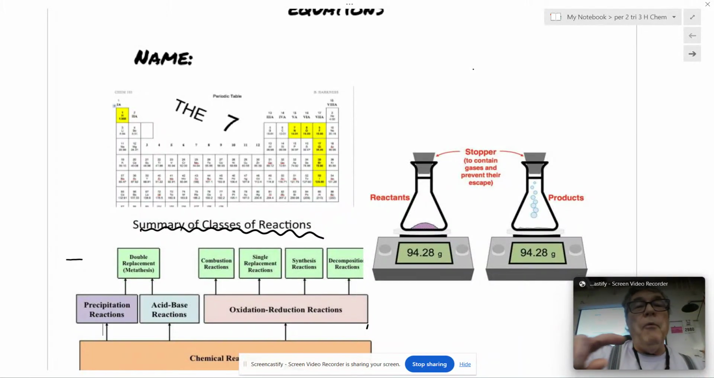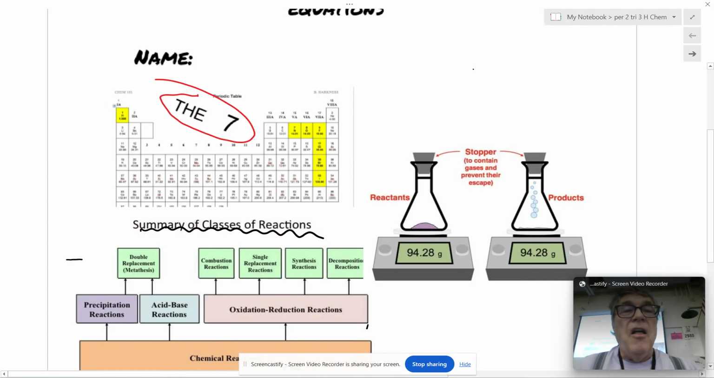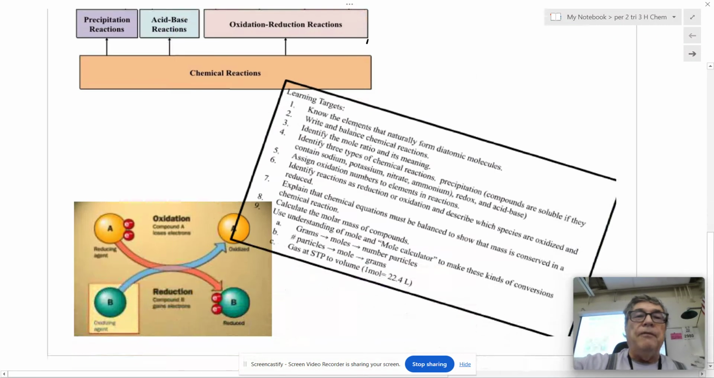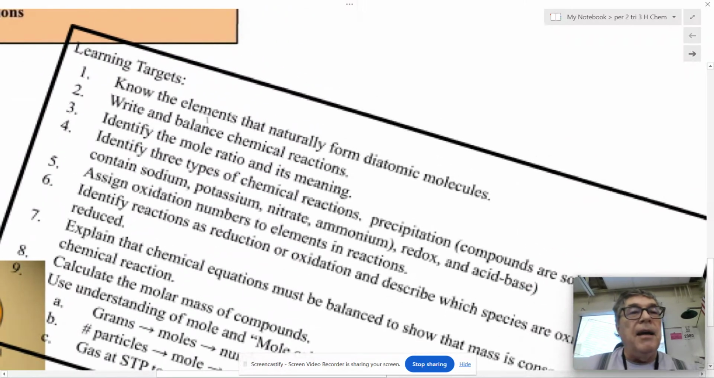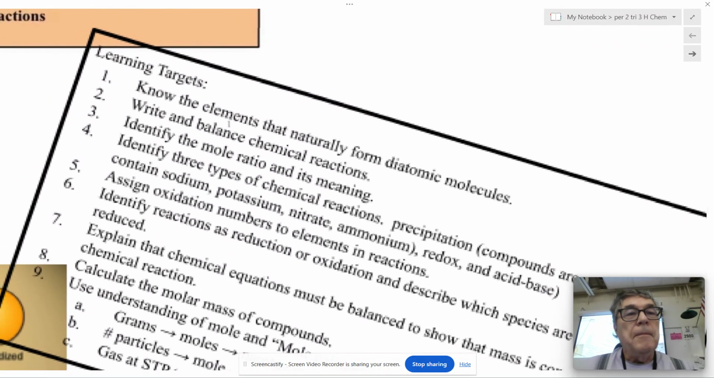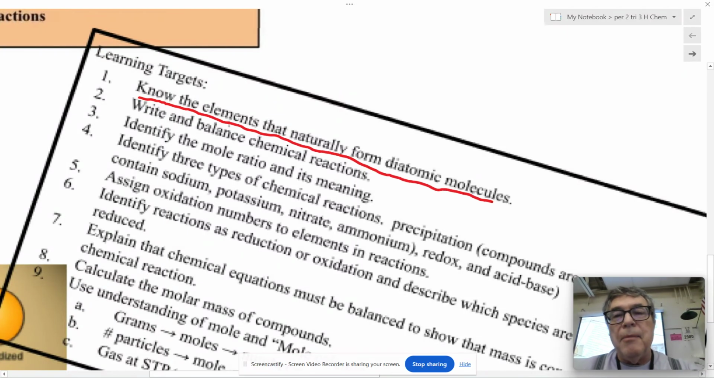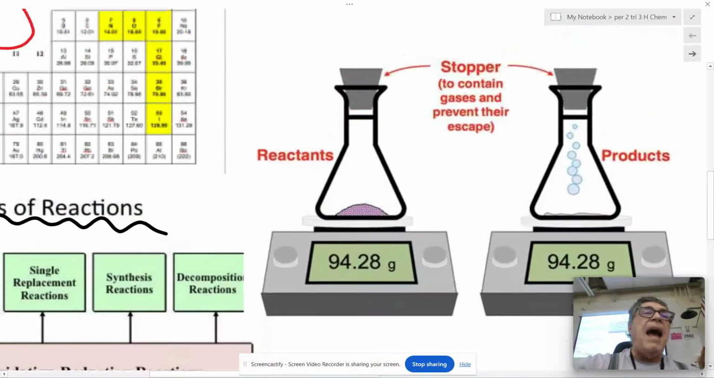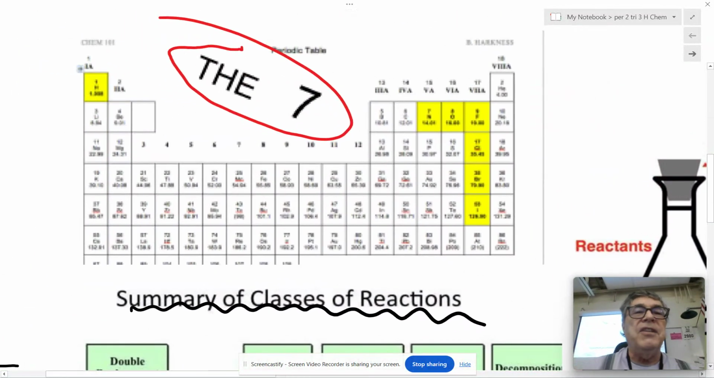So I want to first of all point out to you that right here it says the 7. That's supposed to be like dramatically says the 7. What is that about? Well, if you scroll down here and zoom in, it says, "The 7 elements that naturally form diatomic molecules." Well, that's almost what it says. Those are the 7.